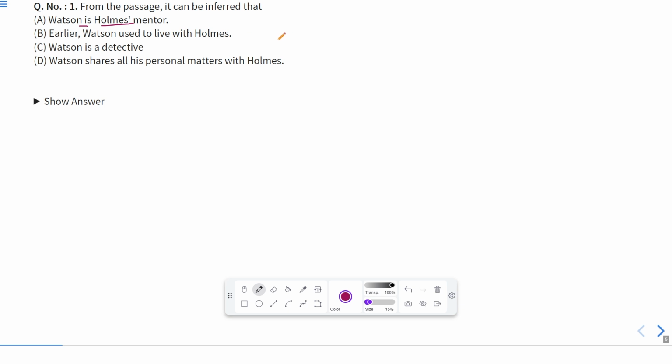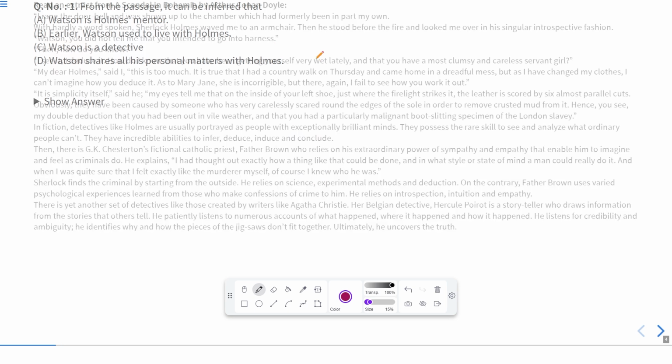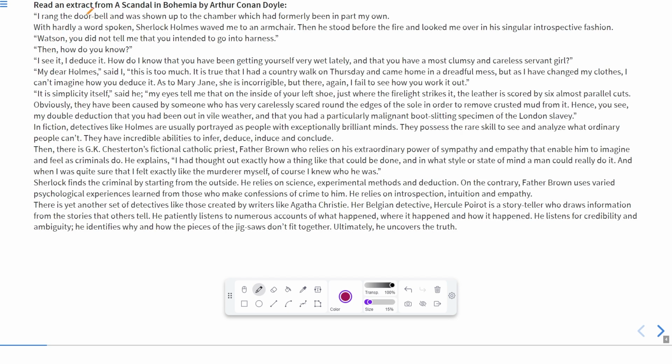Watson is Holmes' mentor. Earlier, Watson used to live with Holmes. Watson is a detective. Watson shares all his personal matters with Holmes. Now, let us see the first line. Watson is Holmes' mentor. We can see over here: I rang the doorbell and was shown up to the chamber which had formerly been in part my own. It means a chamber where I used to live previously. Now it shows that Watson was the person who used to live with Holmes in the past.